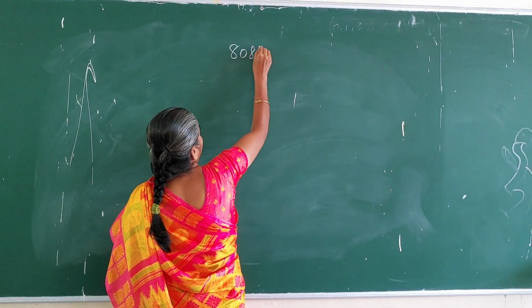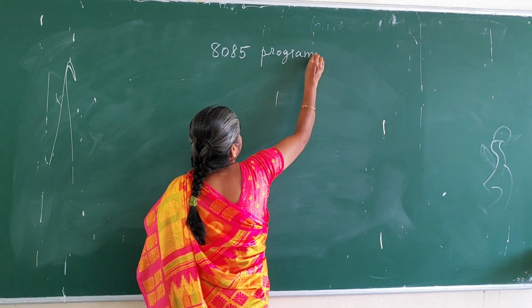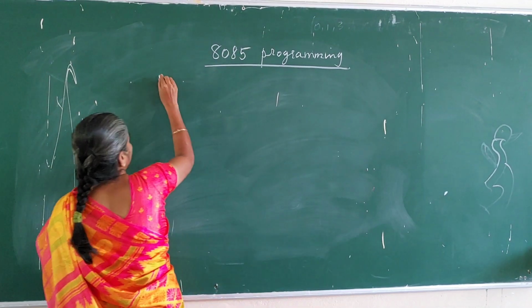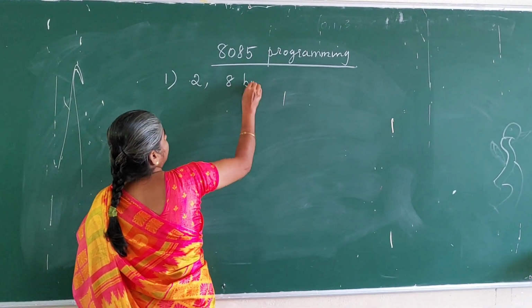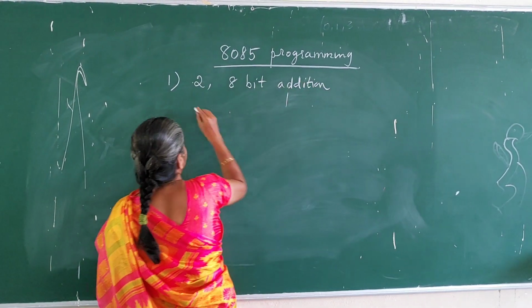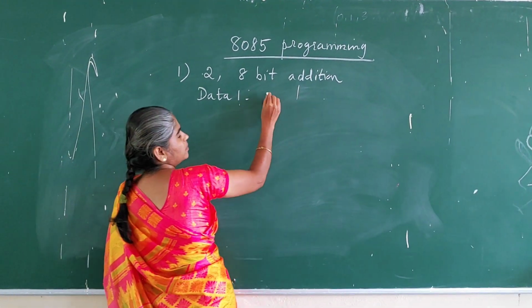Let us see the 8085 programming. The first example is 8-bit addition of two numbers. Here we can take data 1. The data 1 is one 8-bit number.